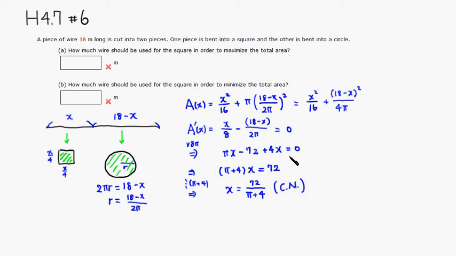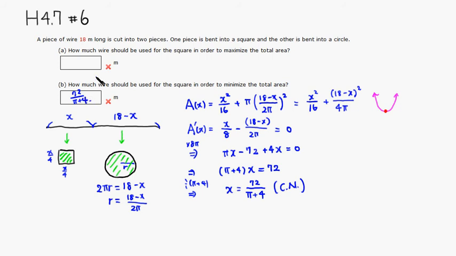But we want to see if this is going to be a maximum or minimum. If you look at this equation right here, you can see that this is x squared, so the leading term has a positive coefficient. So we are looking at a parabola which looks like this. The critical number obviously happens right here, so we are actually getting a minimum when you do that. So we know that this is going to be 72 over pi plus 4.